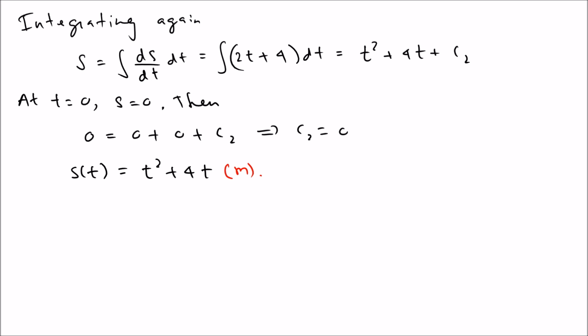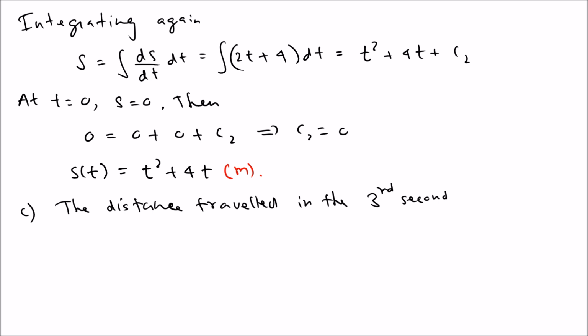So that's that. Now let's do part C. Part C is asking for the distance traveled in the third second. What does the third second mean? We can start from the beginning. This is the first second, and then this is the second, from 1 to 2, and the third second is this one. That means time goes from t equals 2 to t equals 3.